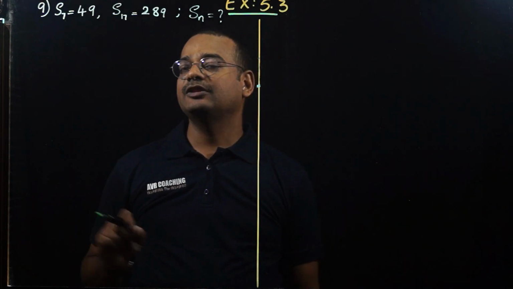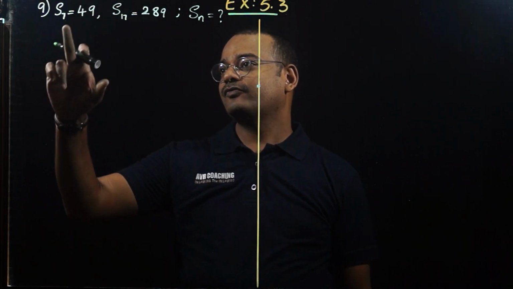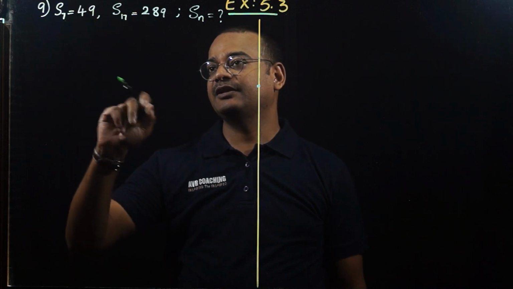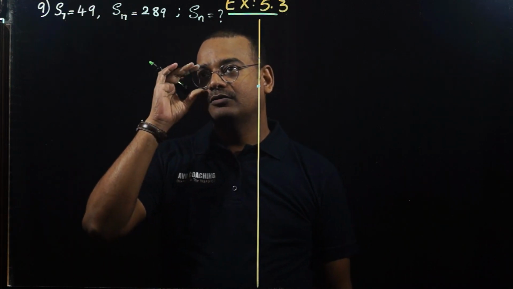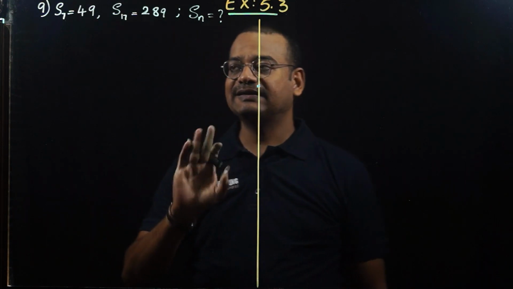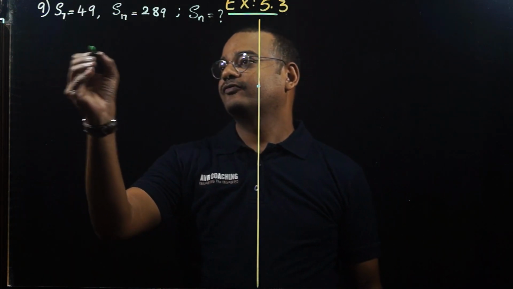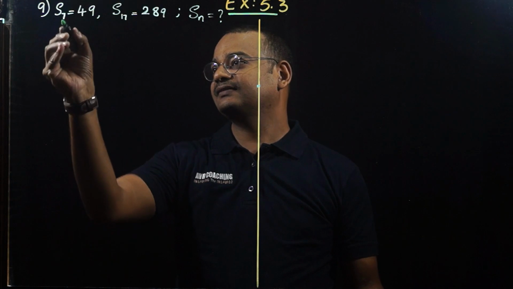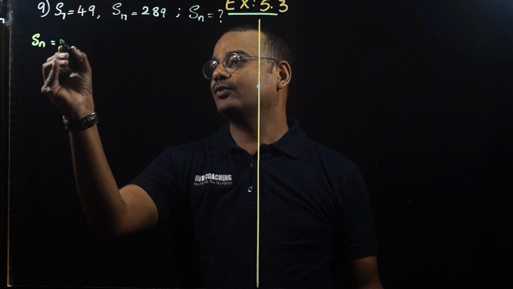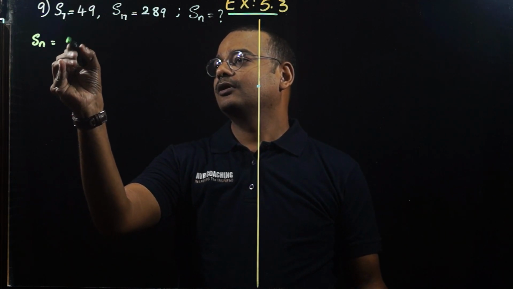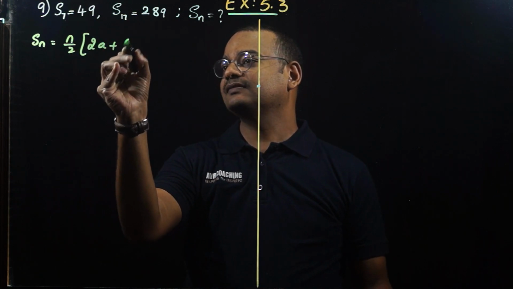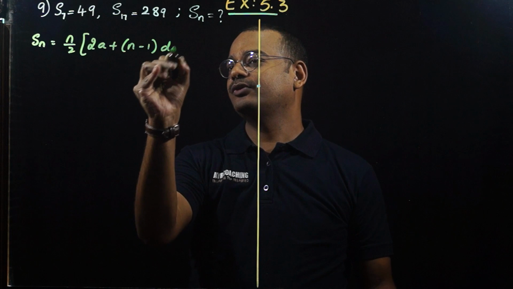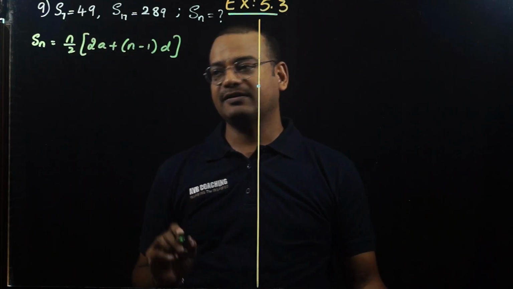So here in the ninth problem we have the sum of 7 terms equal to 49, and the sum of 17 terms equal to 289. We have to find Sn. So first we'll write S7. The Sn formula we'll use is Sn equals n by 2 into 2a plus n minus 1 into d, for both S7 and S17.